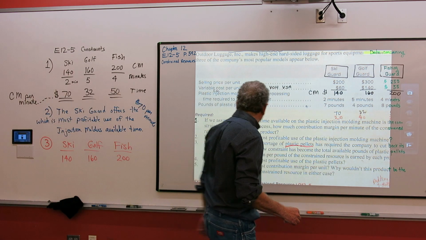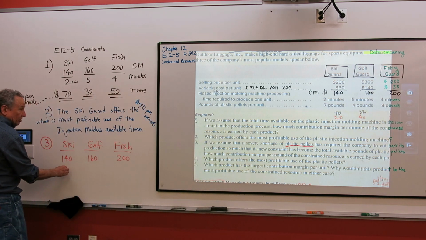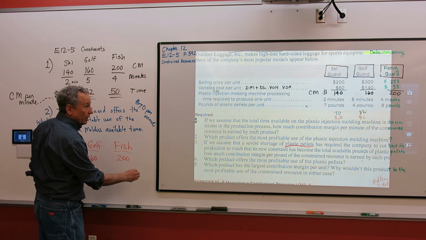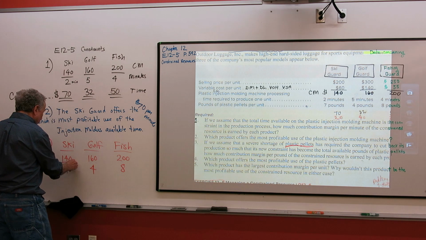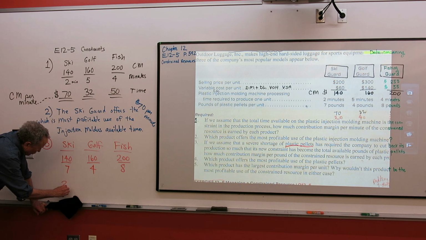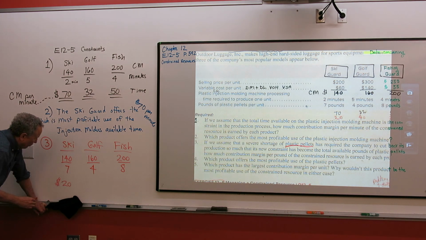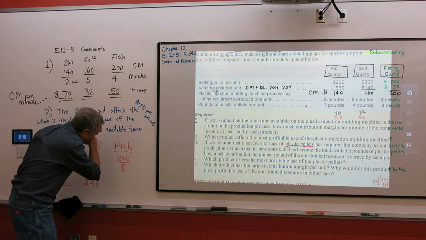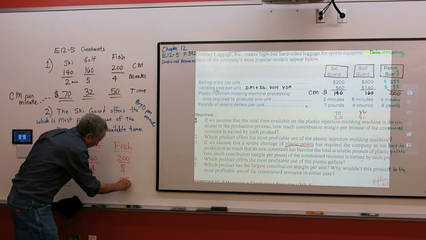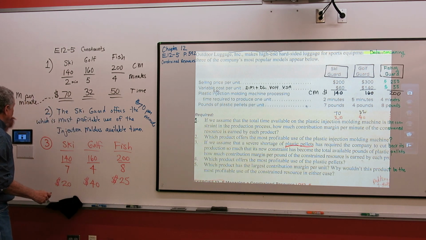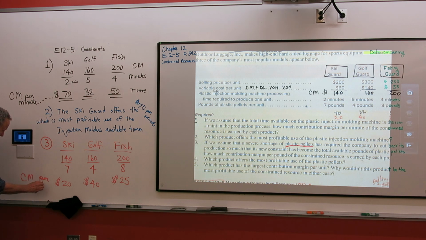How many pounds does each take? In this case, it takes 7 pounds, 4 pounds, and 8 pounds. Let's divide and we'll get a contribution margin per pound. 7 into 140 is 20. 160 divided by 4 is $40 per pound. And 8 times 25 is 200, yeah, I think so. So there it is. This is what we would label the contribution margin per pound.